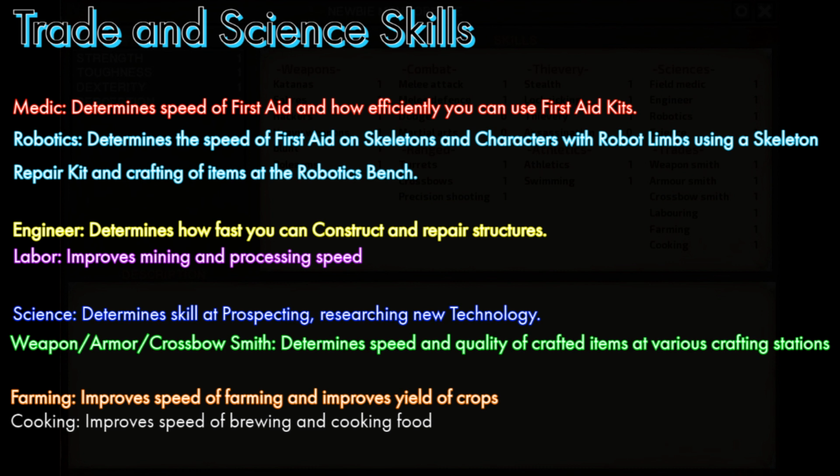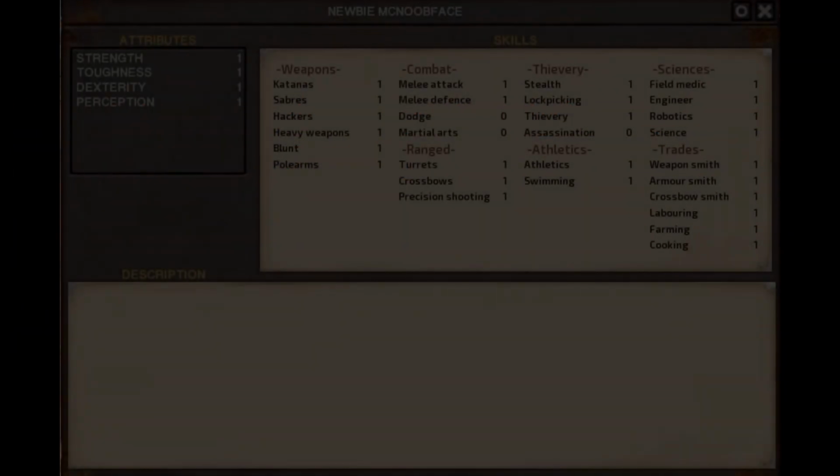The weapons, armor, and crossbow smithing skills determine how quickly you can actually build items and the quality of the crafted items at the various stations. The farming skill increases the speed of your farming and improves the yield of each of your crops. The cooking skill improves the speed of your brewing and cooking.